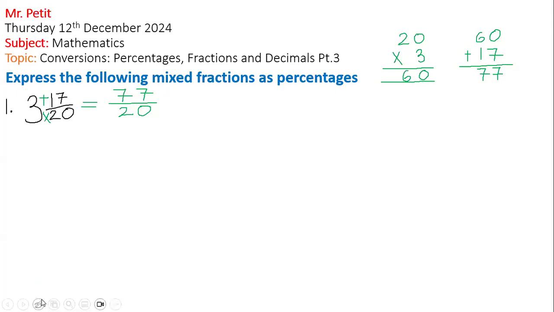And so we say 77 over what? Over 20. Multiply by what? 100 over 1. Very good. 77 over 20 multiplied by 100 over 1.